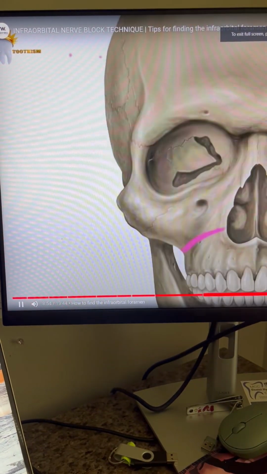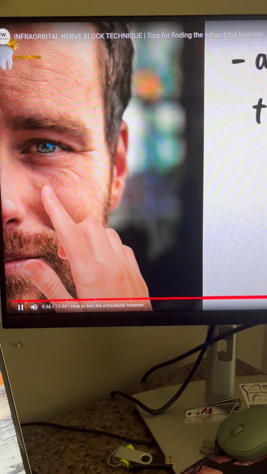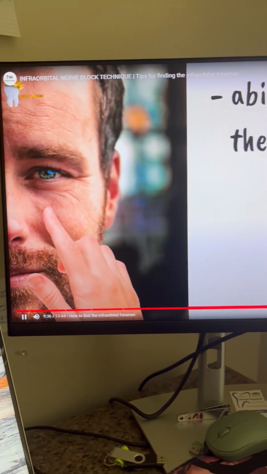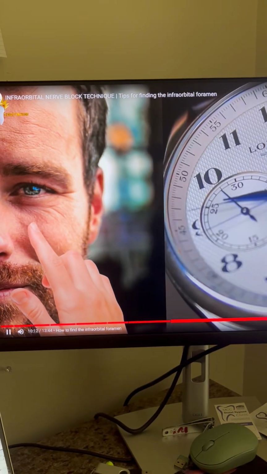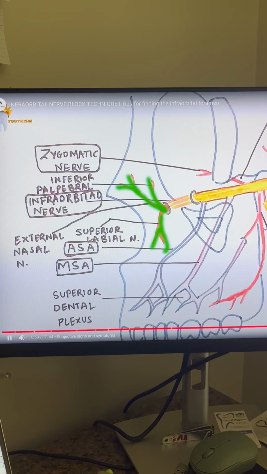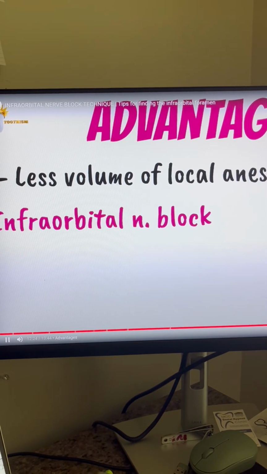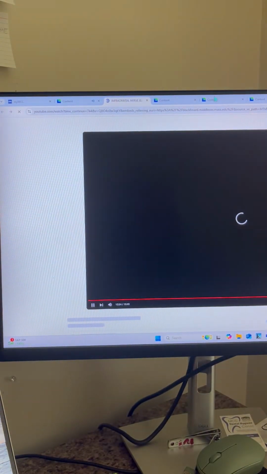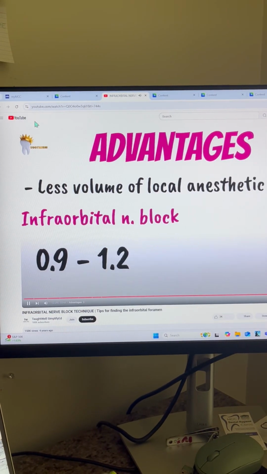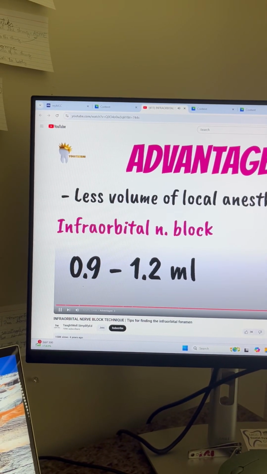We will get to know how when we finish injecting the solution for 1 minute and 2 minutes. We need only 0.9 to 1.2 ml.